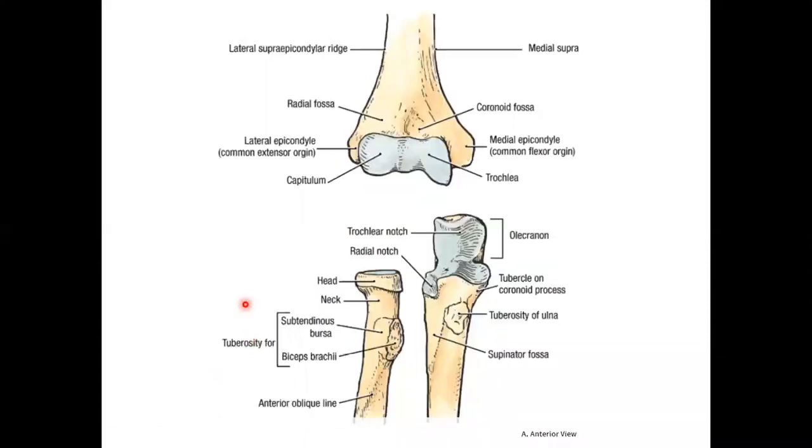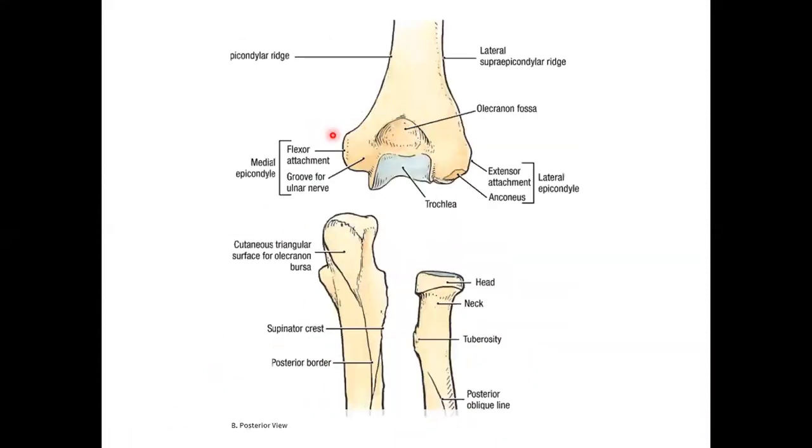So this was the anterior view, because remember our elbow's in the back, versus here's our posterior view. And so this is your olecranon. The olecranon is the actual bony part of your ulna that is your elbow. You can see how you have the olecranon fossa.